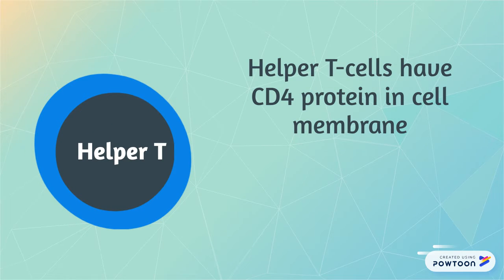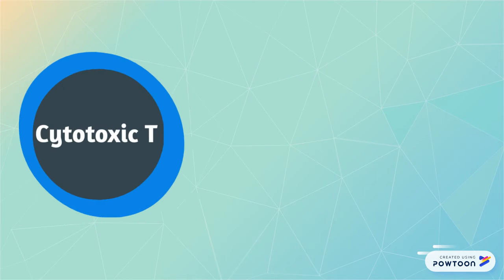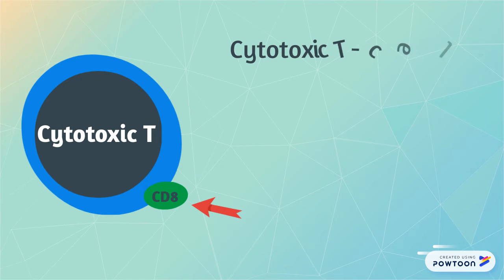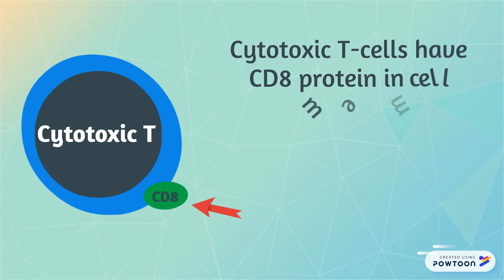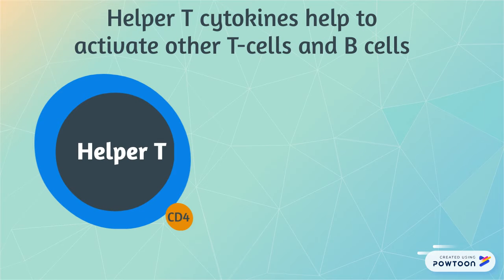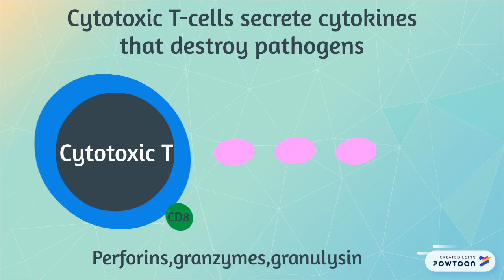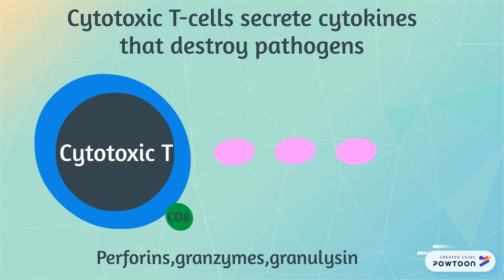Helper T cells contain CD4 protein, or cluster of differentiation number four, in their cell membrane, while the cytotoxic T cells contain the CD8 protein in their cell membrane. The cytokines secreted by helper T cells work to activate the other immune system cells. As for the cytotoxic T cells, the cytokines secreted by them help to destroy pathogens. These include perforins, granzymes, and granulysin.